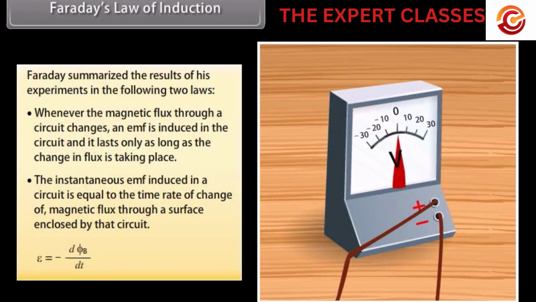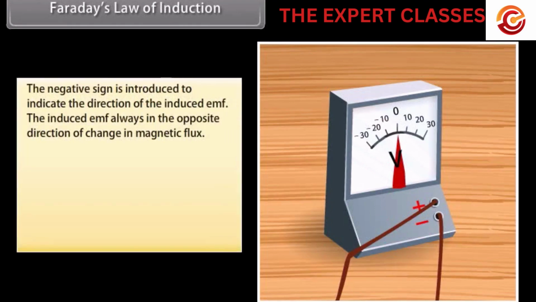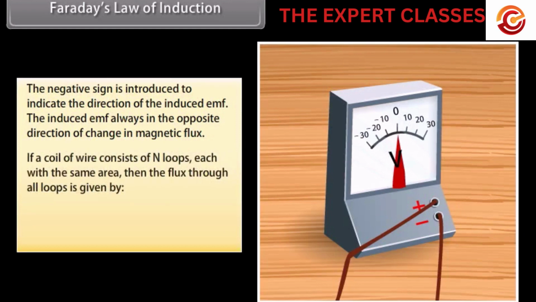E equals minus d phi B by dt. The negative sign is introduced to indicate the direction of the induced EMF. The induced EMF is always in the opposite direction of the change in magnetic flux. If a coil of wire consists of N loops, each with the same area, then the flux through all loops gives E equals minus N d phi B by dt.